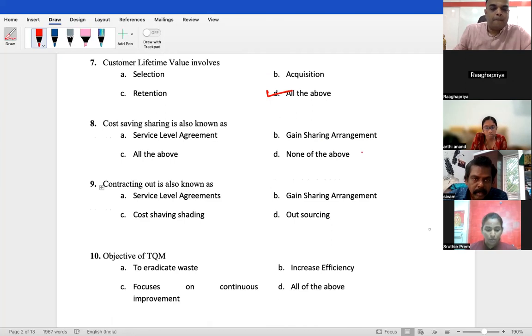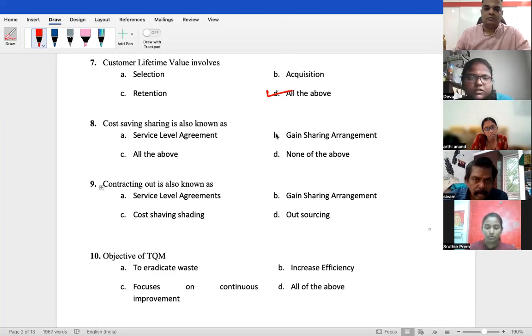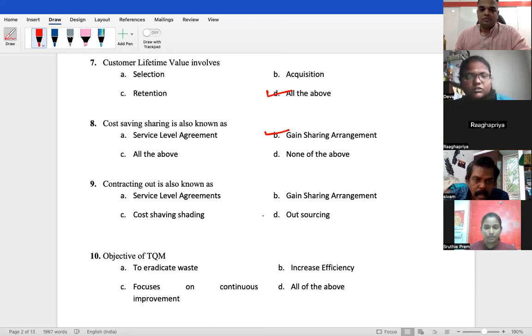Next. Cost saving sharing is also known as option A, service level agreement. B, gain sharing arrangement. C, all of the above. D, none of the above. Gain sharing arrangement. In service level agreement, they are not going to worry about cost saving. So gain sharing arrangement. Next. Contracting out is also known as service level agreements, gain sharing arrangement, cost saving sharing, D, outsourcing. D, outsourcing. Outsourcing is also called contracting out.